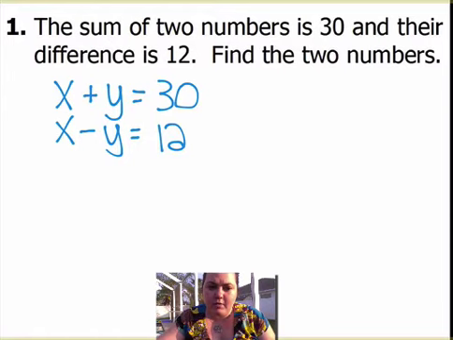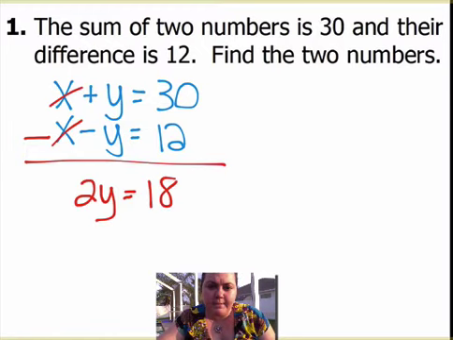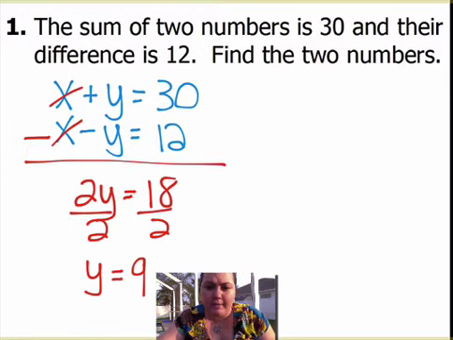So now it's just a matter of solving. Well, in this case, you can use substitution or elimination. Either one is probably just as easy. I'm going to go ahead and use elimination. The x's will cancel if I subtract. So I get 2y equals 18. Divide by 2, I get y equals 9.